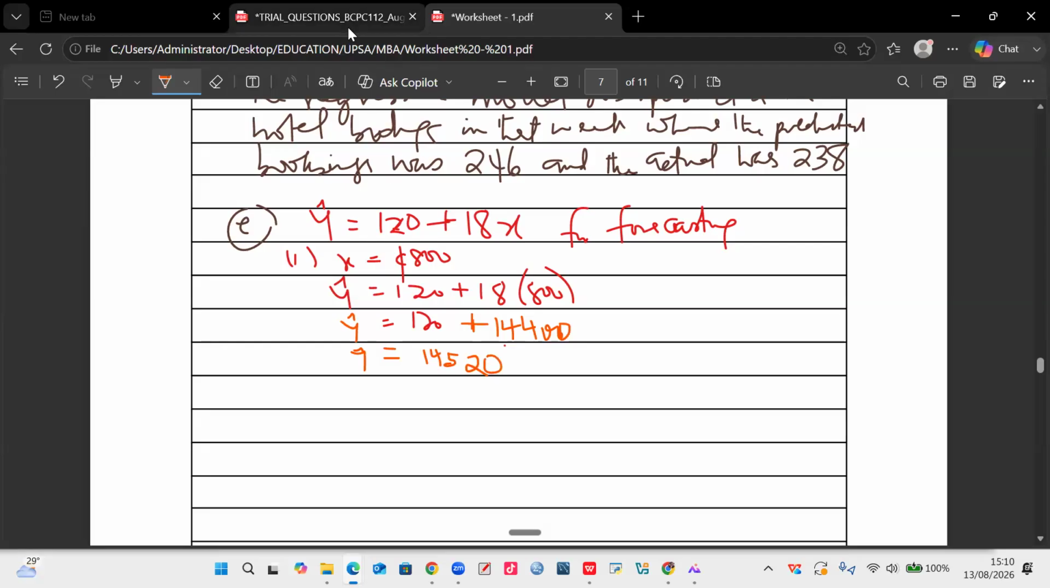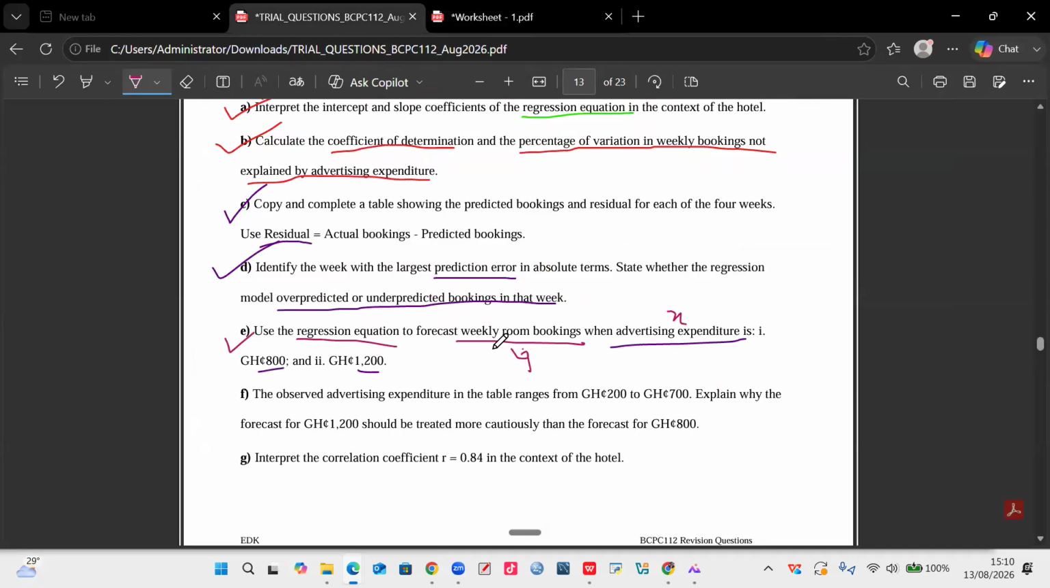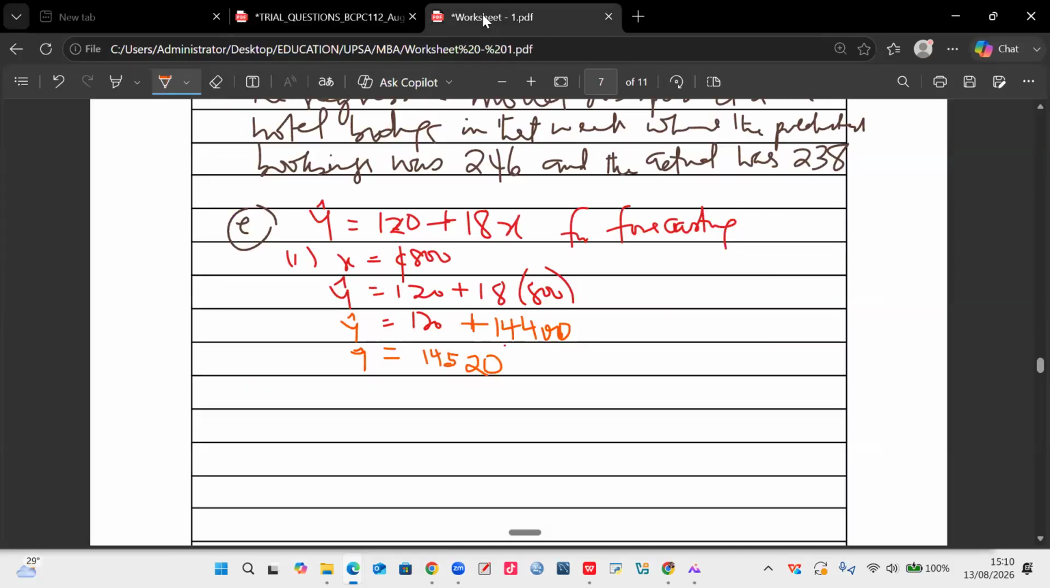E says use the regression to forecast weekly room bookings. When you finish, you can write a short narration under it: therefore, the weekly room bookings when advertising is 800 is 14,520. Madam, 18 times 8, how much is it? It's 144.